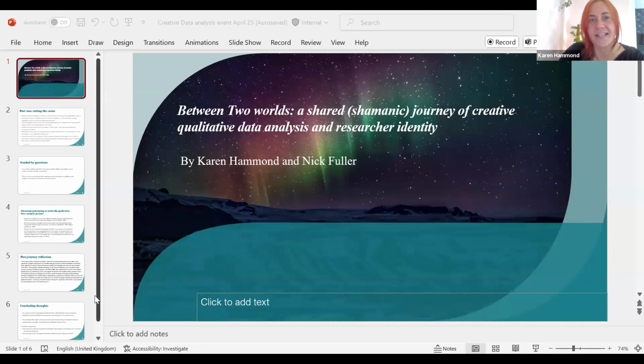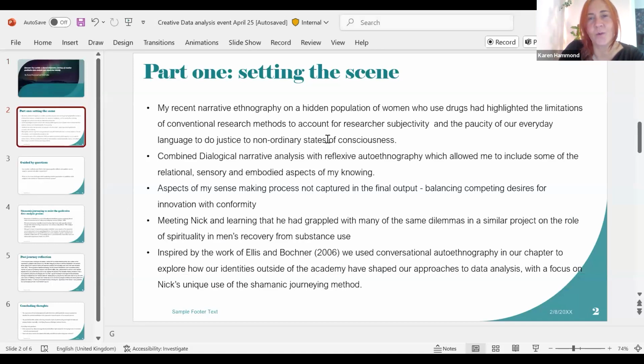So the title, as you can see here, was Between Two Worlds: a shared shamanic journey of creative qualitative data analysis and researcher identity. I'm just going to start off by letting you know the kind of background to how the chapter came about. And really, we document part of that at the beginning of the chapter, it being what we call a conversational ethnography. So we very much take a situated approach to our work, and it's written entirely in first person.